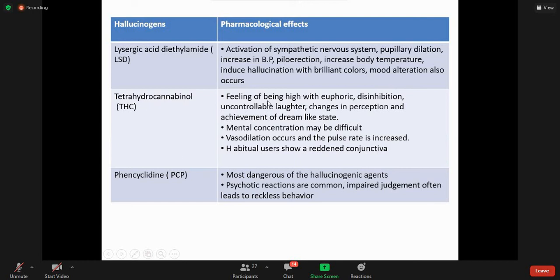Tetrahydrocannabinol: a feeling of being high with euphoria. So this is one of the reasons for addiction to this compound, marijuana. Disinhibition, uncontrollable laughter, changes in perception and achievement of a dream-like state. Mental concentration may be difficult if a person is on tetrahydrocannabinol. Vasodilatation occurs and the pulse rate is increased. Habitual users show a reddened conjunctiva.